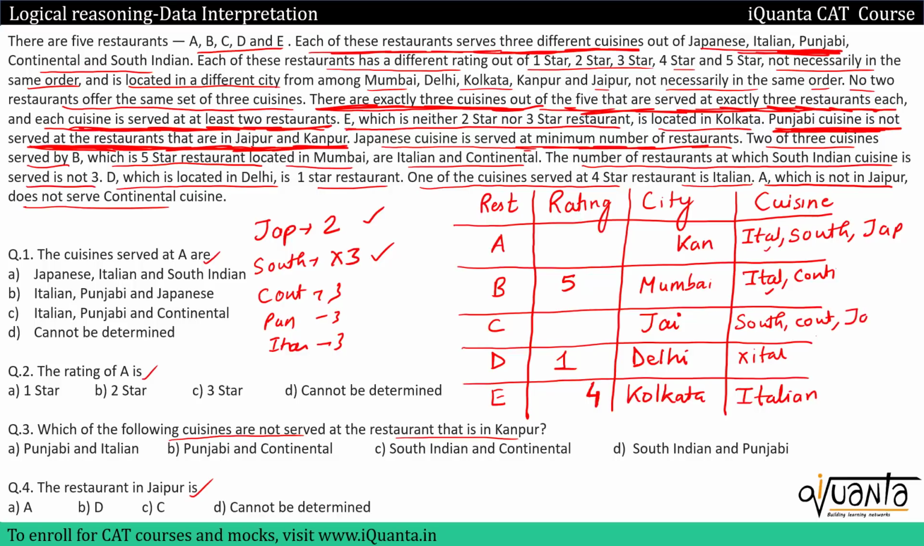Okay. We were given that Japanese can be served at exactly 2 restaurants. So Japanese has been served at A and B. It cannot be served anywhere else. So I will write not Japanese and not Japanese everywhere.